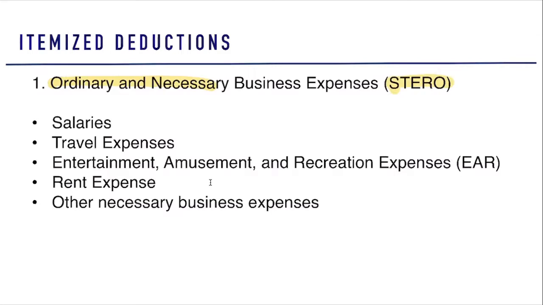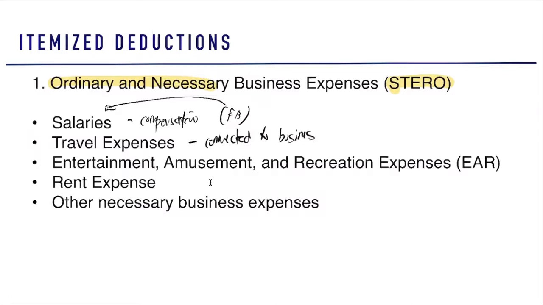So first, we have here your salaries. When we talk about salaries, it is not only your pure salary, but it can also include wages or any other form of compensation. Hence, even fringe benefits can be considered as part of your salaries. So salaries encompass wages, your salary per se, and any other compensation given to employees. Next, we have your travel expenses. These are expenses in connection with travel, but take note that when we talk about your travel expenses, this must be connected to the business.